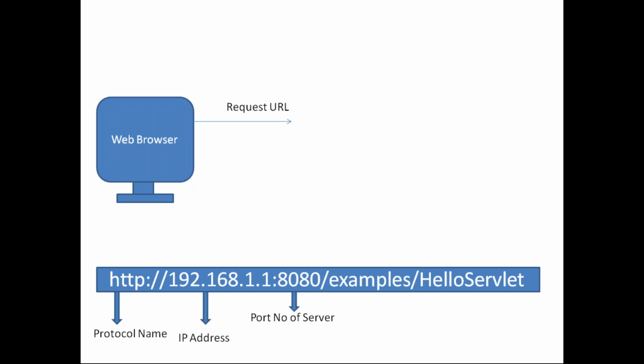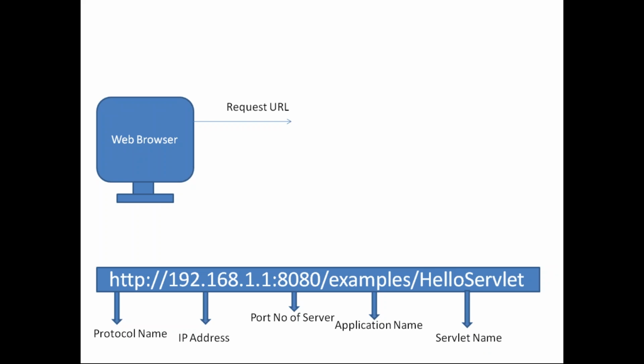And in the URL, "example" is our application name. This is our application, meaning our folder name in which all our servlet code will be stored. So example is a folder name, or we can say the application name. And inside that application, hello servlet is our servlet name which we want to execute. So these are the 5 components of the URL.